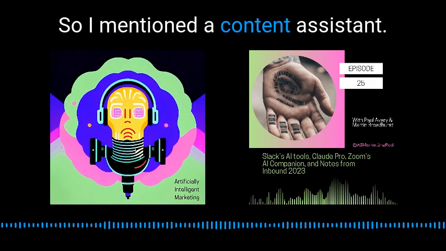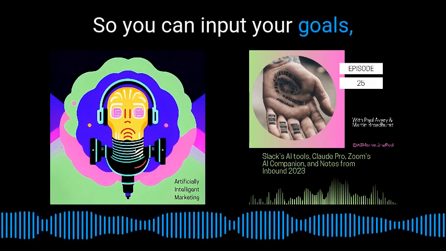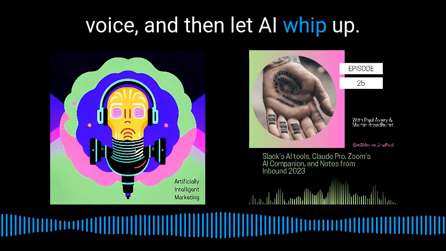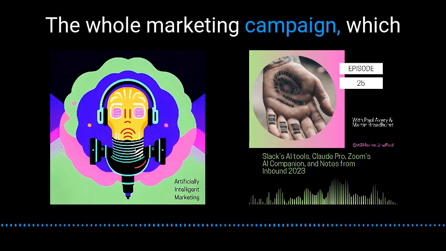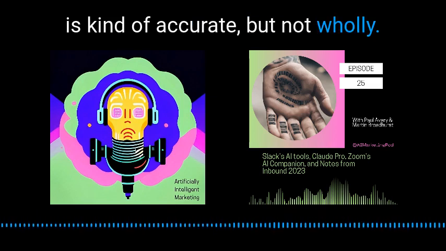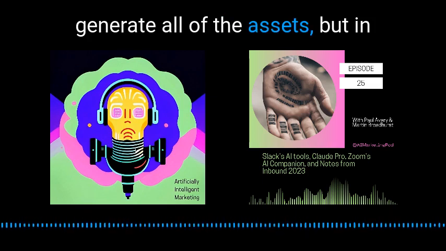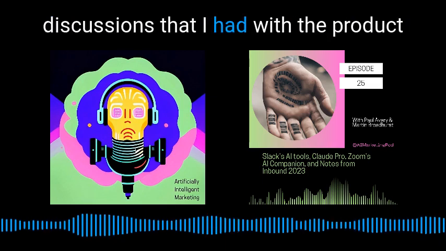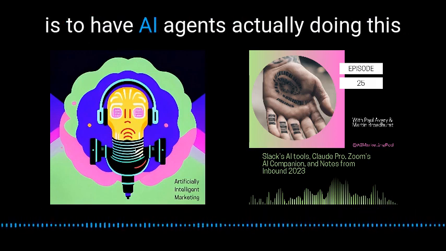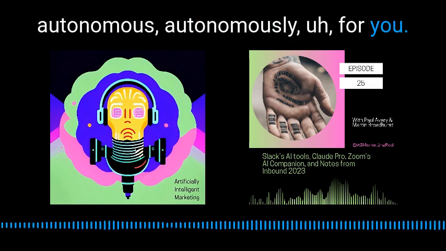So I mentioned Content Assistant. They've also launched Campaign Assistant. So you can input your goals, your audience, and your brand voice, and then let AI whip up the whole marketing campaign, which is kind of accurate, but not wholly. Right now, it doesn't automatically generate all of the assets, but in discussions that I had with the product team, it seems like the longer term vision is to have AI agents actually doing this autonomously for you.